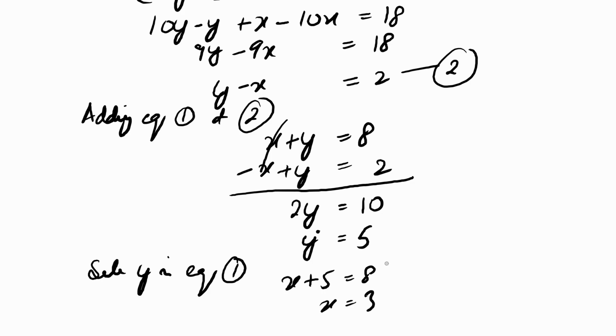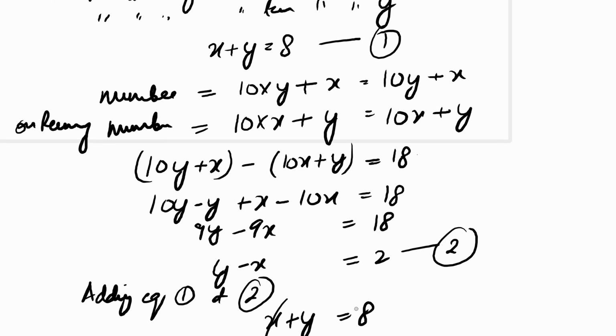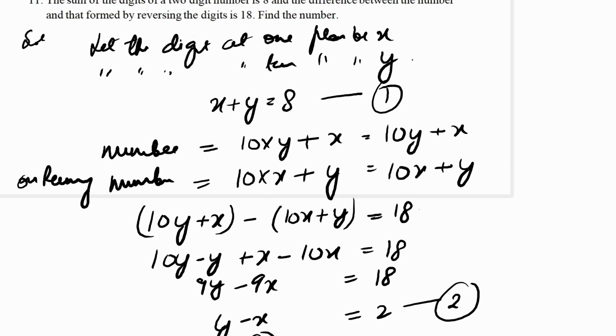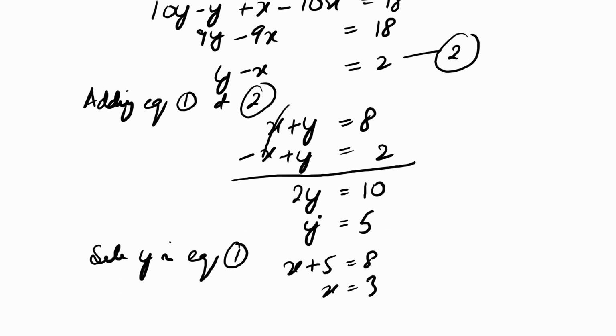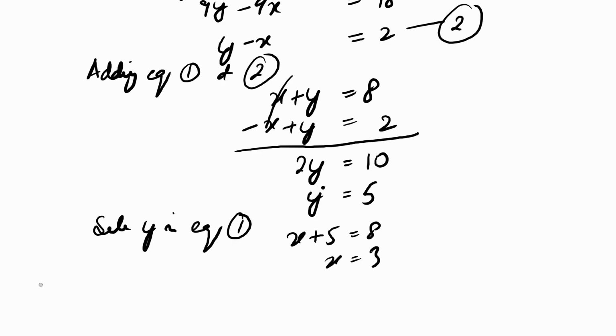So what was the question? What is the number? Now y was the digit at tens place and at ones place we had x. So the number is 53. So the number is 53.